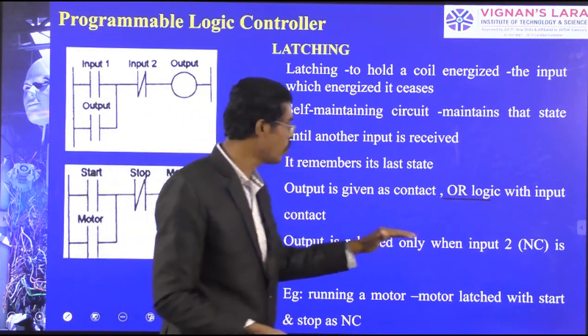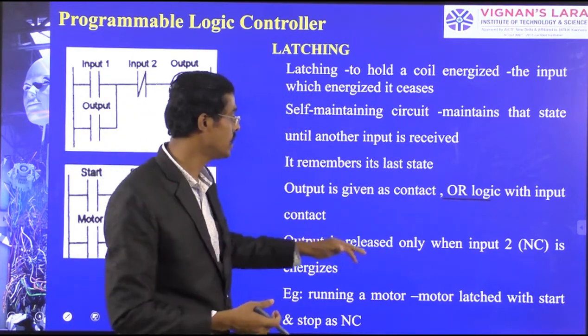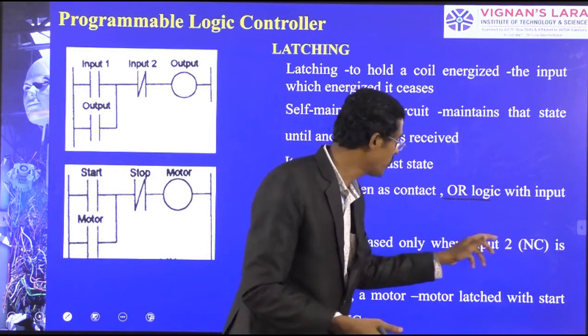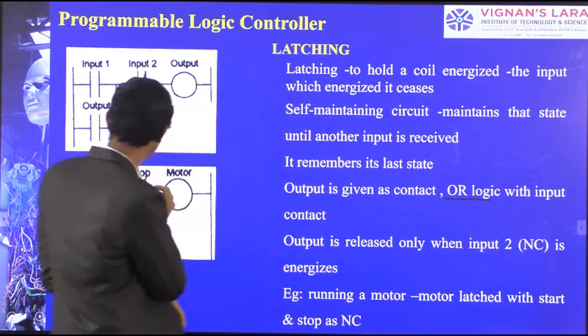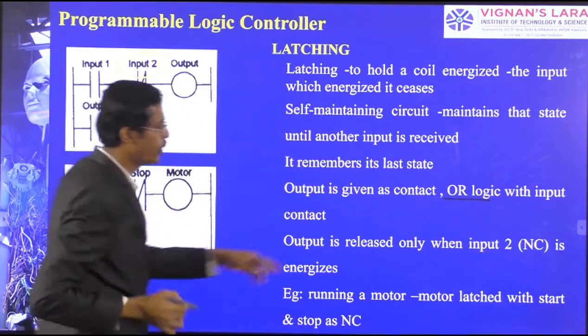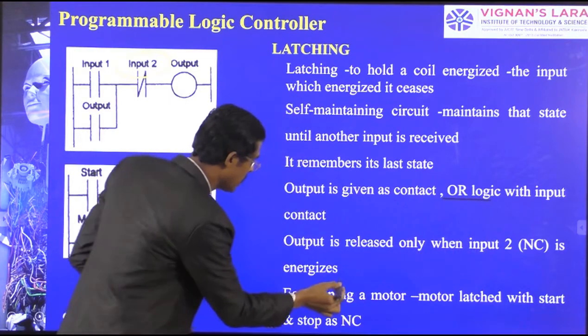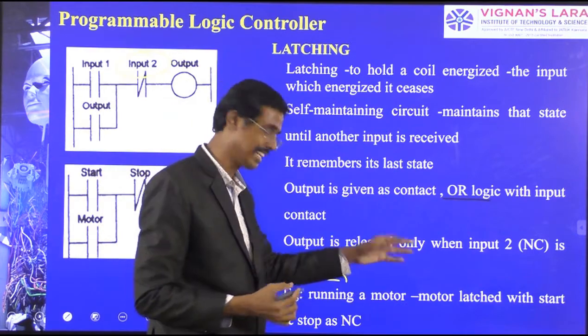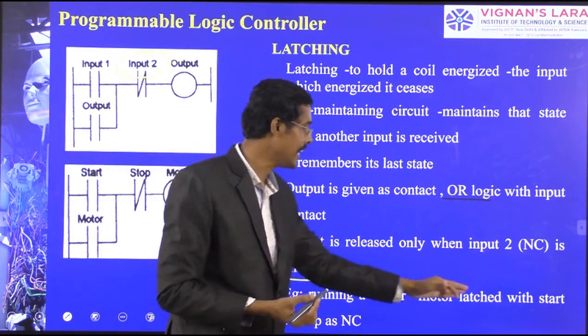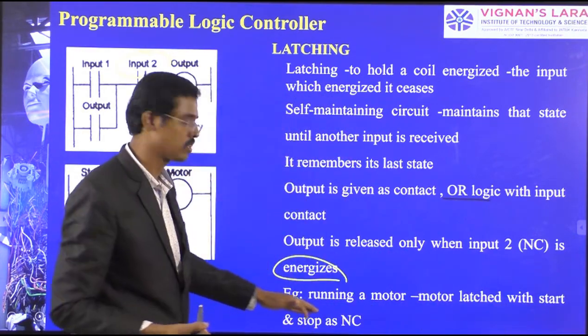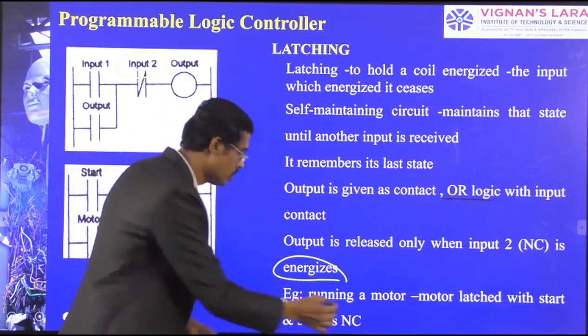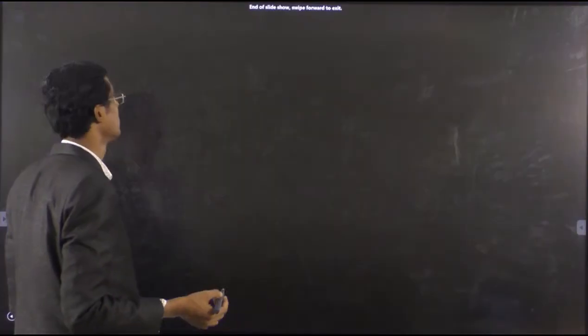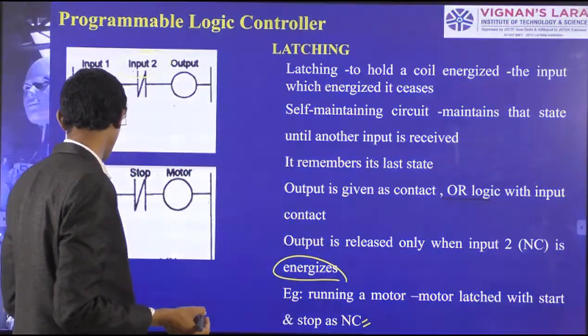Output is released only when input 2 is energized, switched on. For example, running a motor latched with the start and a stop of a normally closed function. So this is about the various connections.